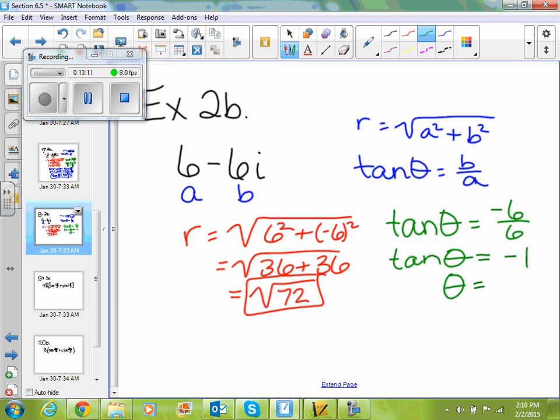So where's my tangent equal to negative 1? Three pi over 4. So I know theta is 3 pi over 4.